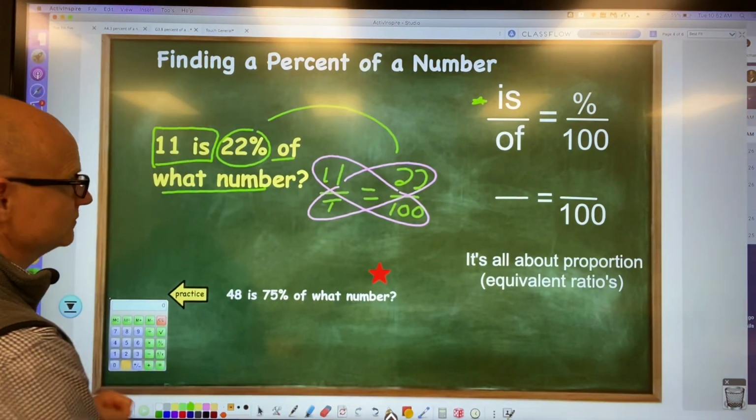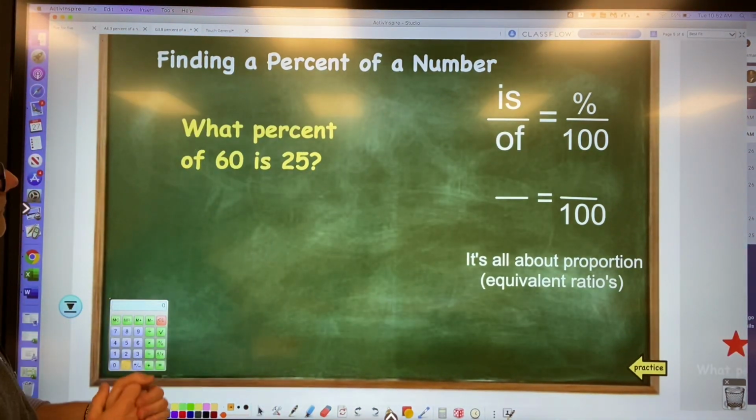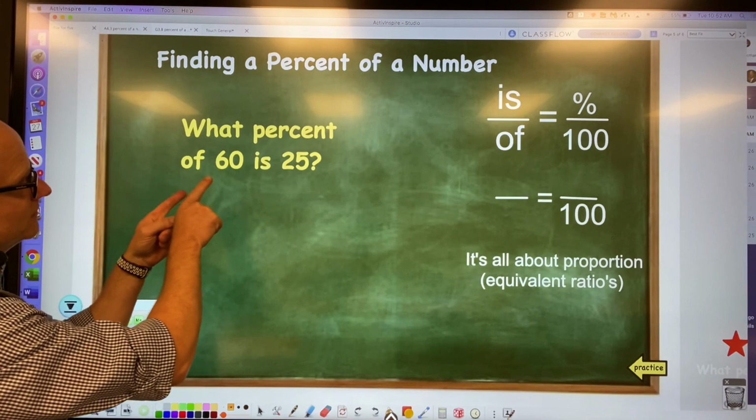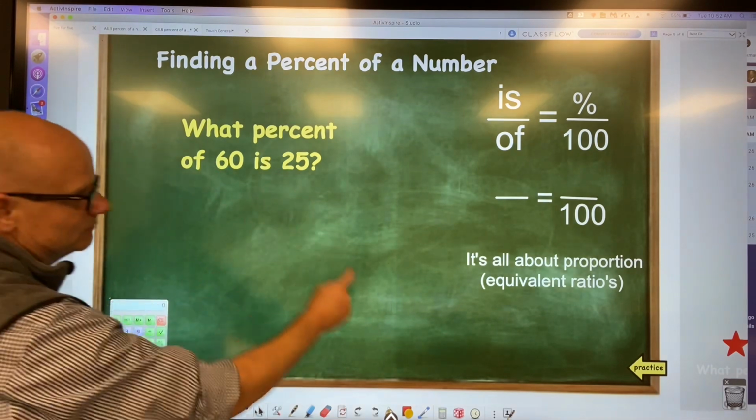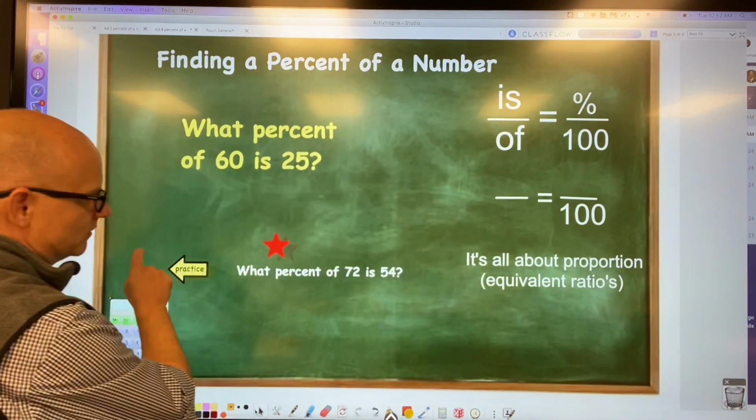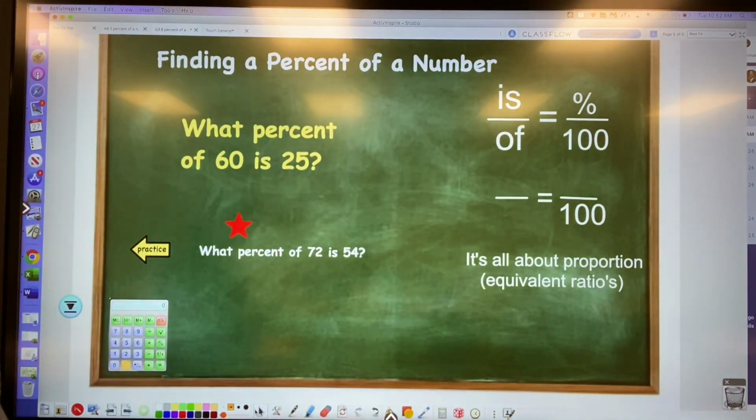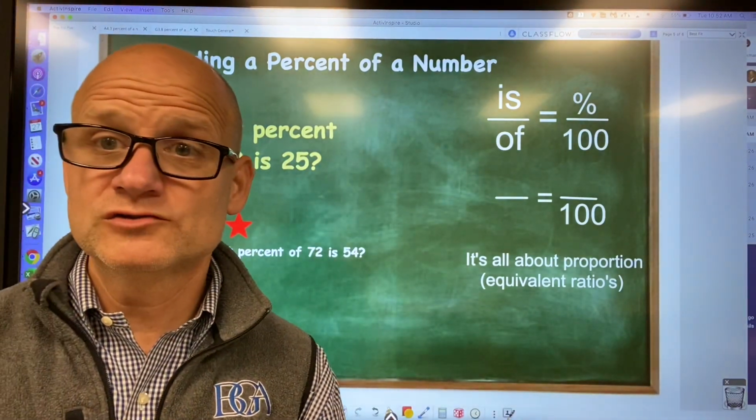And then the last question, I'm not gonna set this up again, but this one says, what percent of 60 is 25? So I'm gonna give you a similar question. You guys try this one. What percent of 72 is 54?